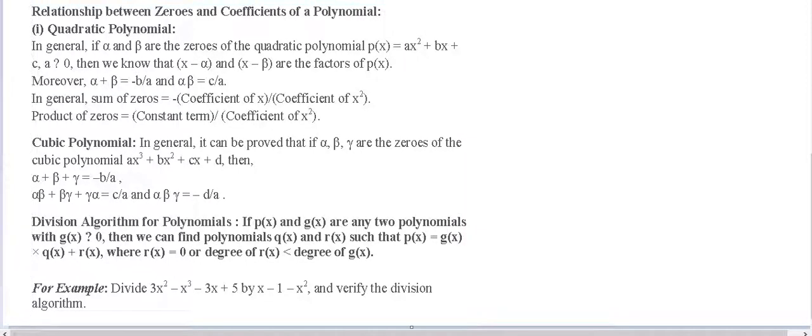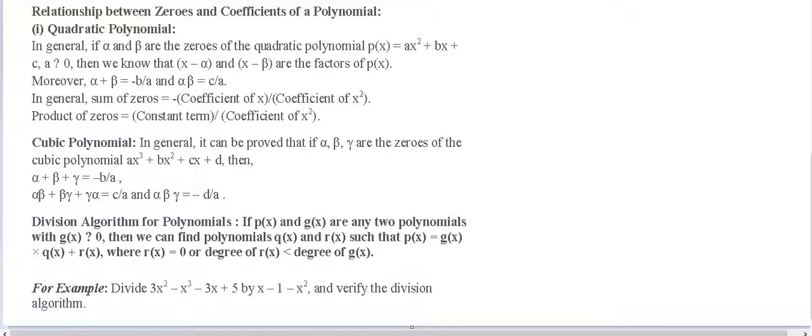Now let us understand the relationships between zeros and coefficients of the polynomial. This is the basic generalized summary, the basic rules of any polynomial. The first is the quadratic polynomial and the second one is the cubic polynomial. There are a few rules which are used for verification purposes.